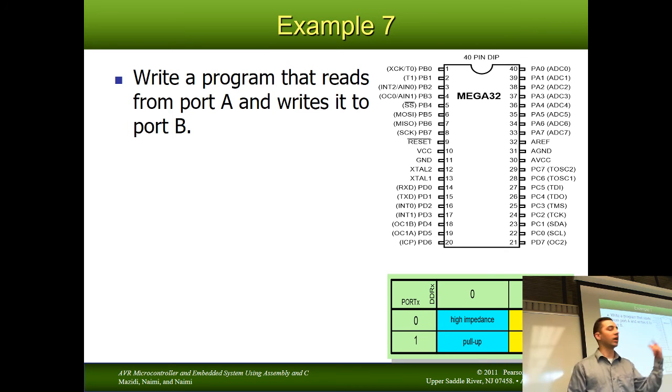FF, or 1s, yeah. So that's our first step. We got to get 0 into DDR-A, FF into DDR-B. Then, from that point, we've set up our ports. Next, we have to read in from port A and send that data to port B.